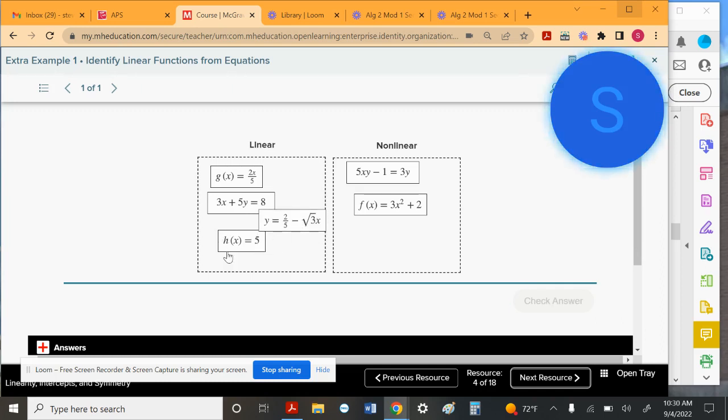And notice that this is y equals 5, which is a horizontal line. So, of course, that's linear, and that is a function. Now, notice here we have y's on both sides, and we have an x here with a y, so I'm going to have to divide by x at some point, which means it's going to be nonlinear. And then this one here is squared, so therefore that's going to be nonlinear as well.